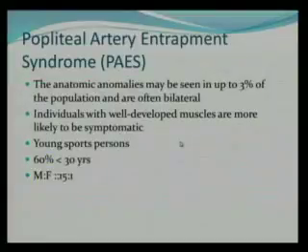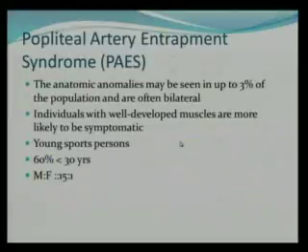So all these entrapment syndromes, what do they mean? That these are normal vessels or normal arteries, veins, nerves, what have you, that are traversing a defined anatomical space. In this particular patient, they are traversing the popliteal fossa. And then the pain or the symptoms generated from this are intermittent, especially when the muscles around them are overactive. Either the patient is an athlete or has muscular hypertrophy, etc. So anatomic anomalies may be seen in up to 3% of the population and are often bilateral. Individuals with well-developed muscles are more likely to be symptomatic.